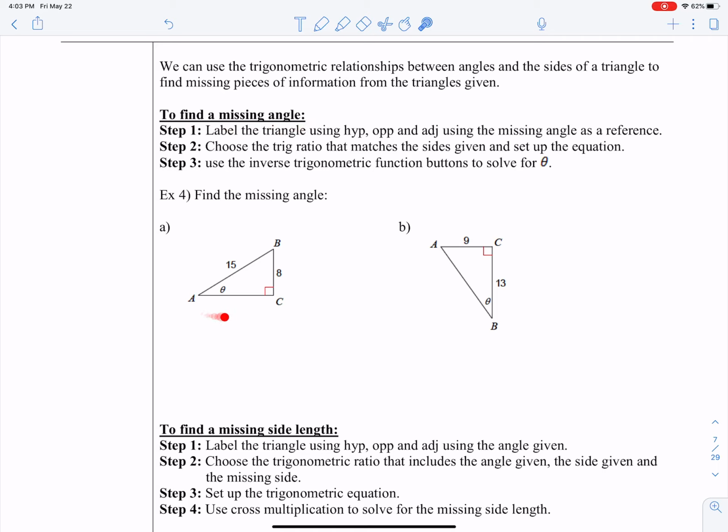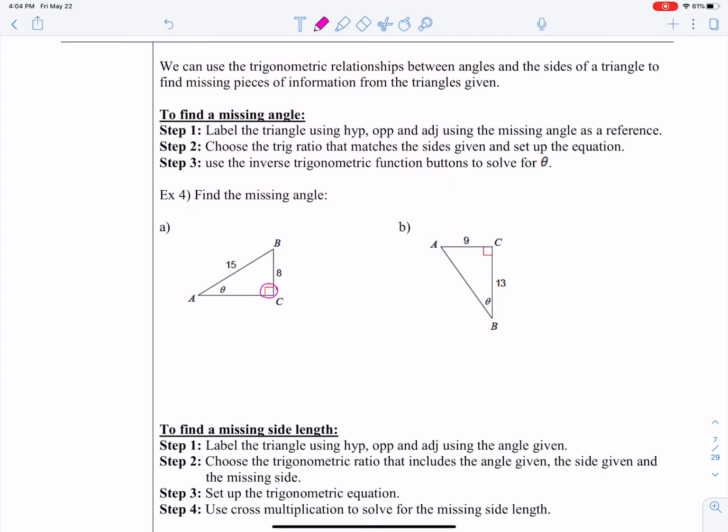Here's our triangle. We have a little box, meaning that this is a 90-degree angle, and then we have no angle here and no angle here. They're saying we want to know what this angle with the little sign is. They're saying find this missing angle. We're not caring about this one right now, but they want us to find this. So our step one is to label the triangle using hypotenuse, opposite, and adjacent, and using the missing angle as our reference angle. That's the first thing we're going to do.